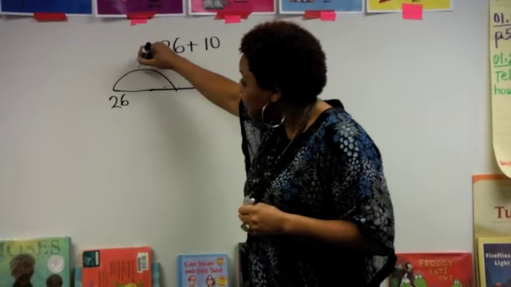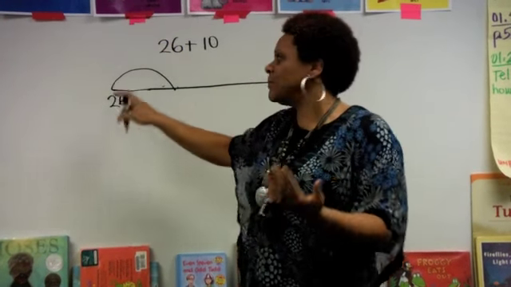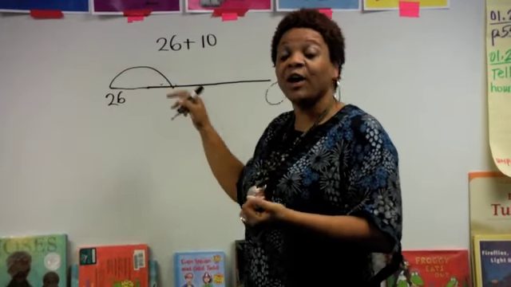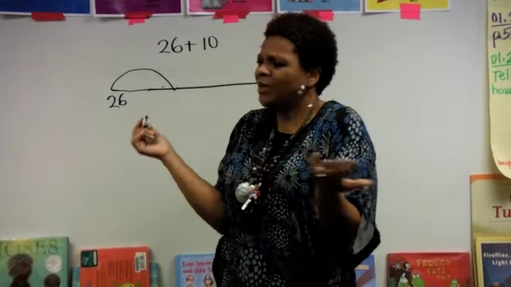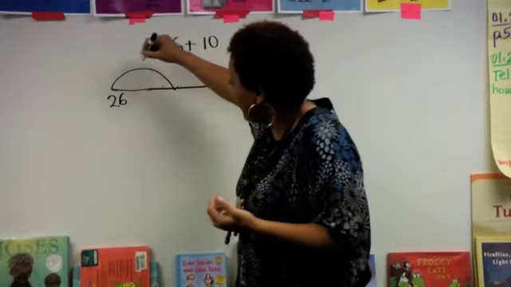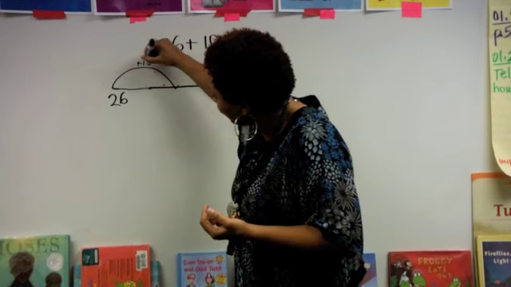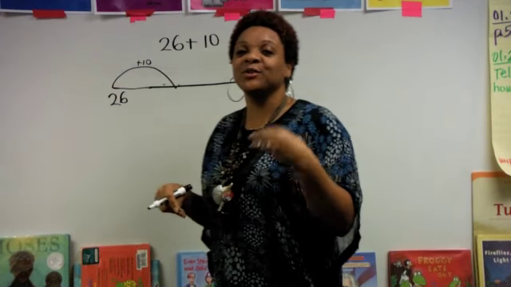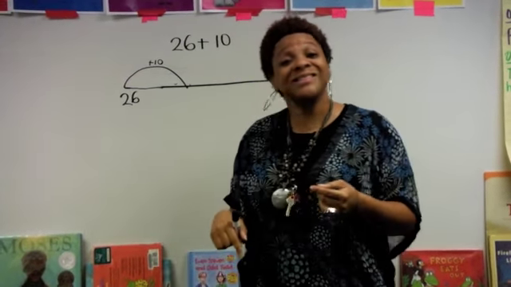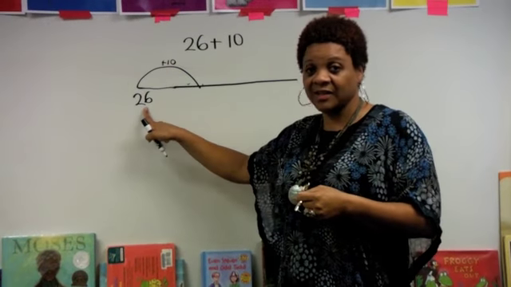I also then remind them we need to label it. And I say to them, well, what do I put above my hop? Do I put 1? No. How much do I put? I put 10. I added 10. Again, I go back and I use Common Core verbiage and I say, well, what is 10 more than 26?